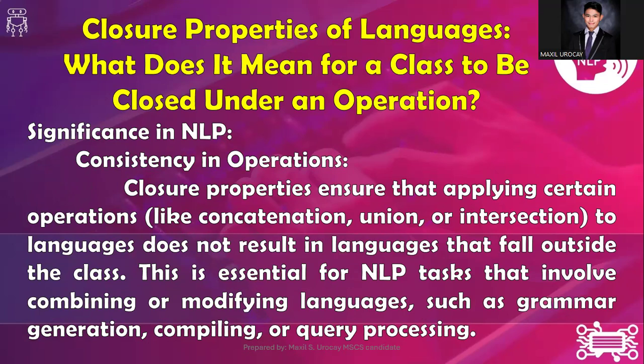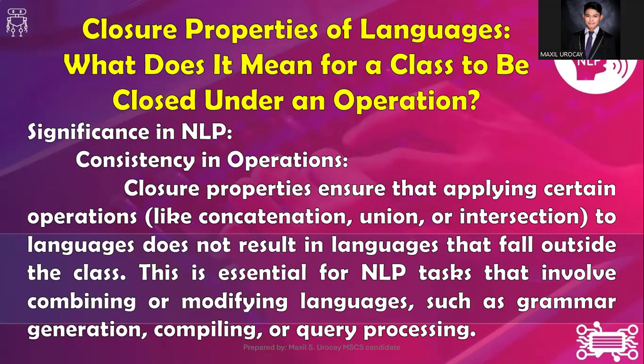So, in NLP, the closure property ensures that applying operations to languages within a certain class does not result in languages that fall outside the class. This is crucial for tasks like grammar generation, compiling, and parsing, as it guarantees the resulting languages remain manageable and consistent with the computational model.